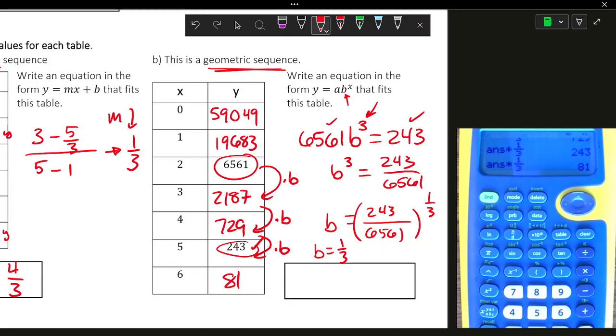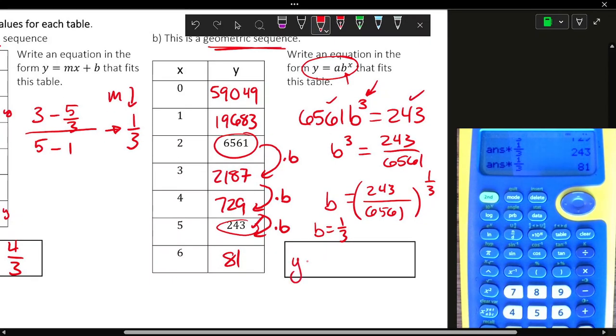So look, I'm happy with this. I know my parameters. I know my 0th term A, and I know my multiplier B. So I can write this rule. And I know it's a sequence, but I'm not using T of n notation. I'm going to use this y. So I'm going to write y is equal to 59,049 times 1/3 to the x power, right? So I could jump to any one of these by typing this in and then giving it the power I want. So if I type in x is 5, it's going to give me 243. If I type in x is 1, it's going to give me 19,683.